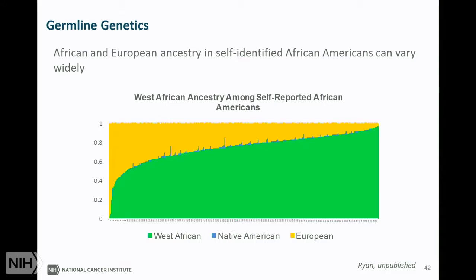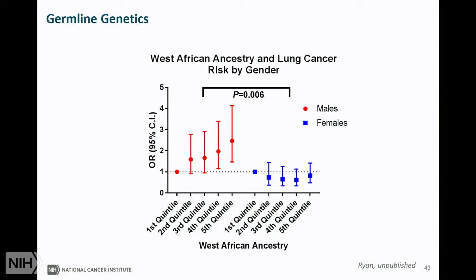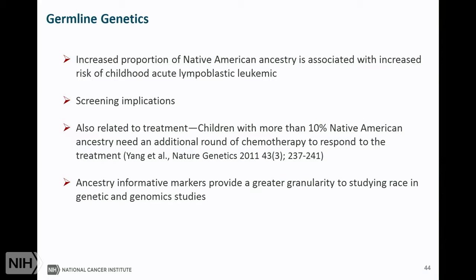Interesting in our study, what we did find is that an increasing West African ancestry is in fact associated with lung cancer risk. And we see this only in men, not women. On the graph that I mentioned earlier, one of the things that we had also measured, in terms of both European ancestry and African ancestry, was Native American ancestry.